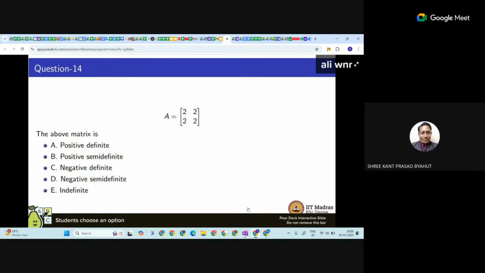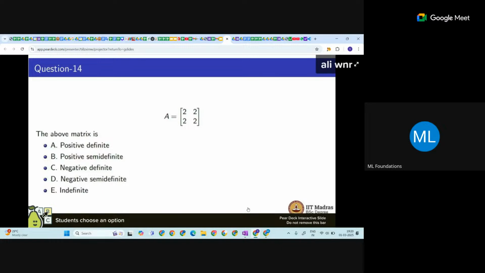No, the determinant is 0 here, because AC is equal to B square. One of the eigenvalues is 0, so it will be positive semi-definite. B should be the option. Correct. The determinant is 0, and we can see one row is dependent on the second one, so it is semi-definite.